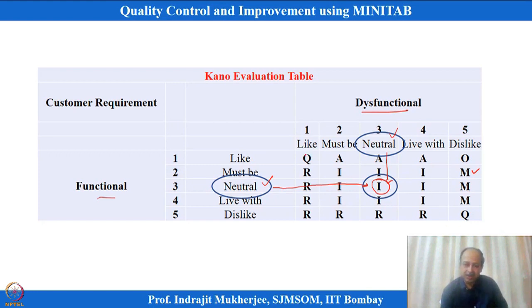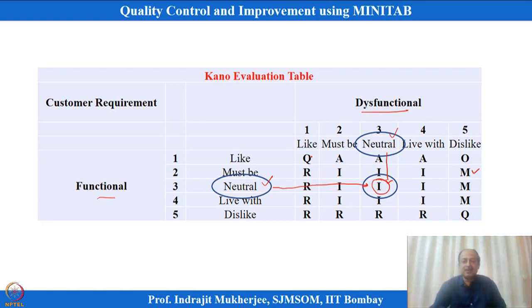Some are questionable, where both the functional and dysfunctional answers conflict, which means the response is questionable. We can avoid those questions, we can avoid the response. But using the Kano model, every response for a specific voice that this customer is giving can be identified. This matrix is given by Kano, and we are using this model only to evaluate which category a response falls in.